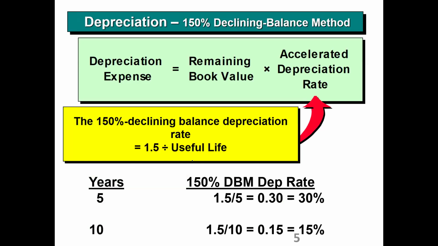In case of 150%, this accelerated depreciation rate will be calculated by the formula 1.5 divided by useful life. So if the asset life is 5 years, then we have 1.5 divided by 5, which gives us 0.3, in percentage 30%. Whereas if the life is 10 years, then it's 1.5 divided by 10, which gives us 0.15, equal to 15%. I hope this is clear to all of you.